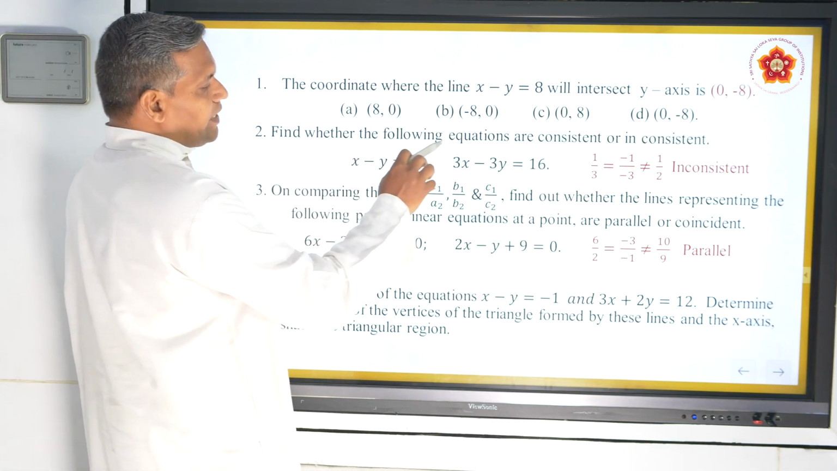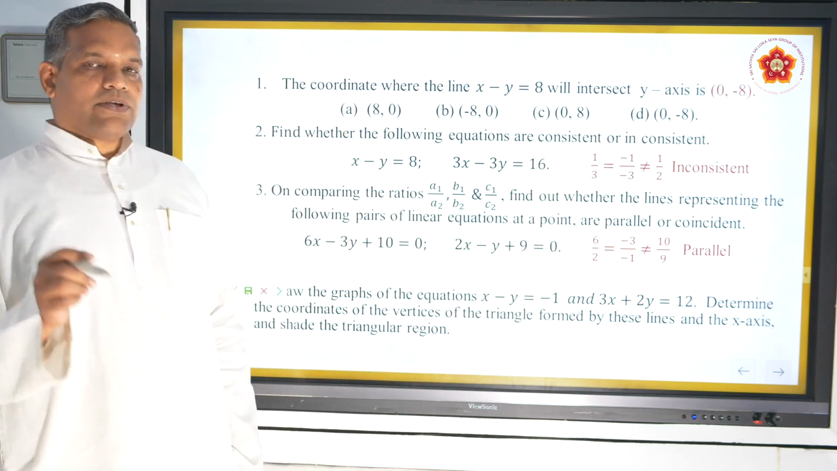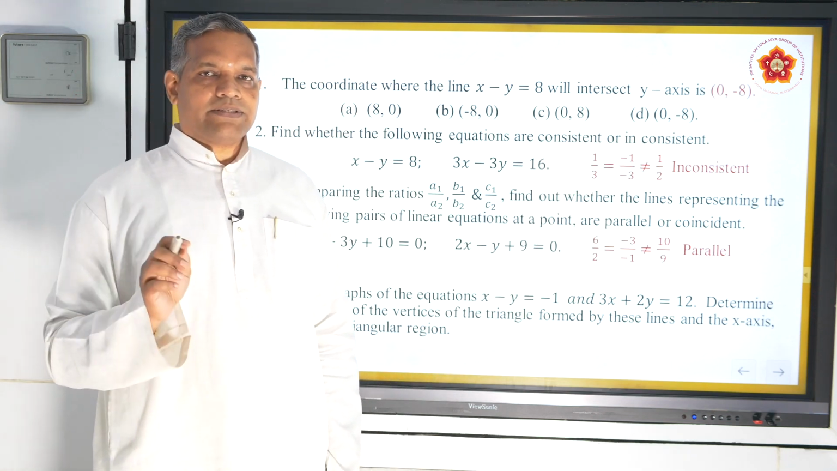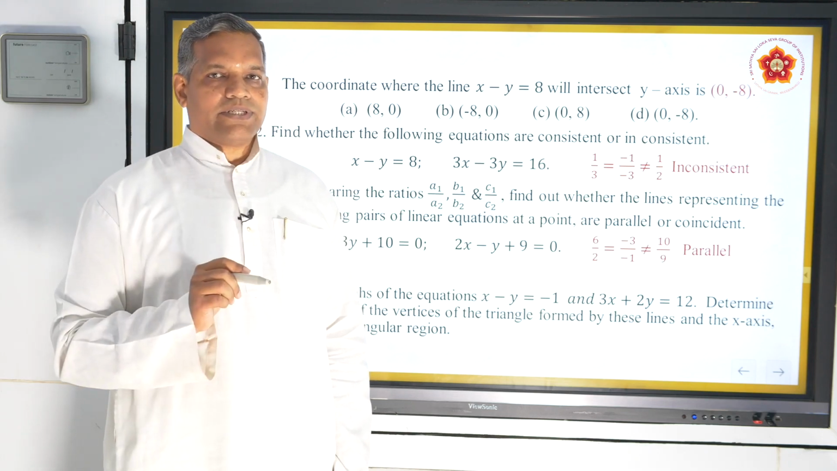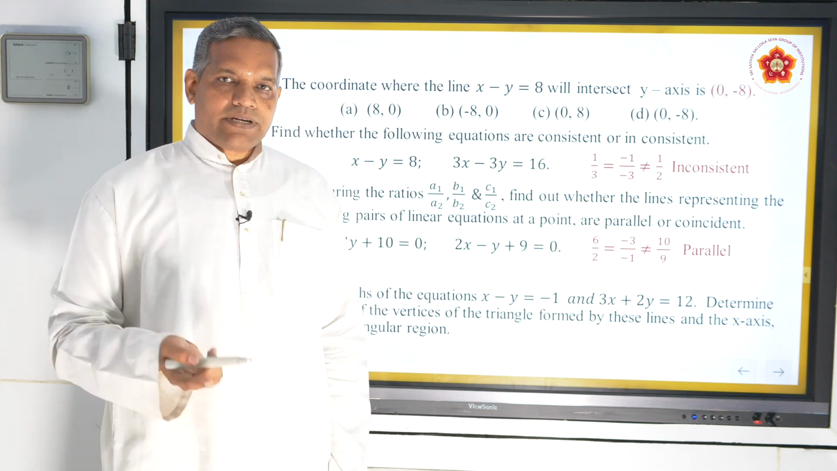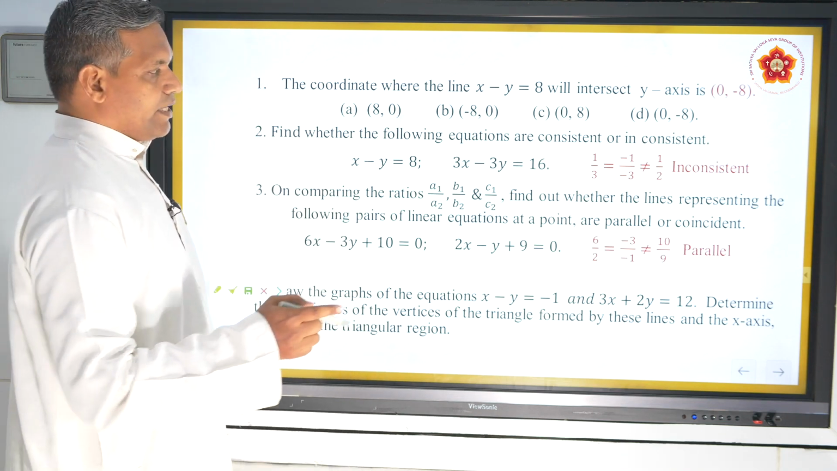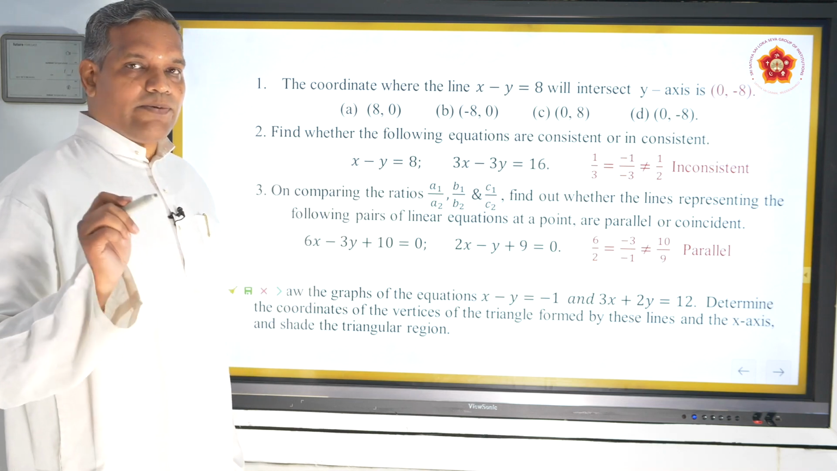Find whether the following equations are consistent or inconsistent. You know the meaning of consistent. Consistent means at least one solution or infinitely many solutions should be available. Inconsistent means you should have no solution at all. So what are the ways? a1 by a2, b1 by b2, c1 by c2, do you remember?